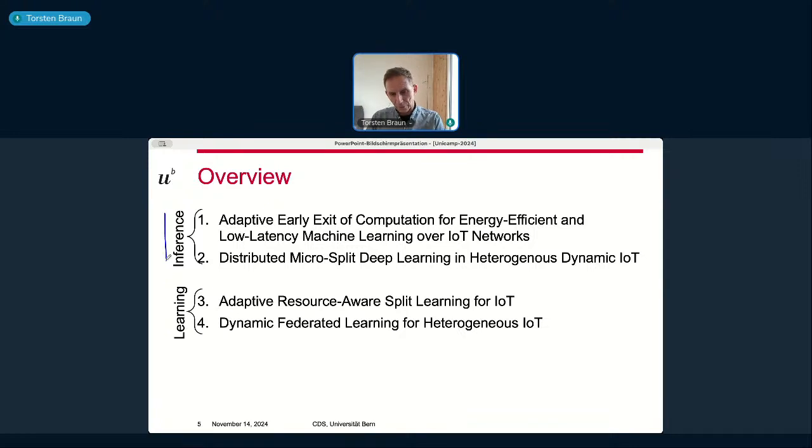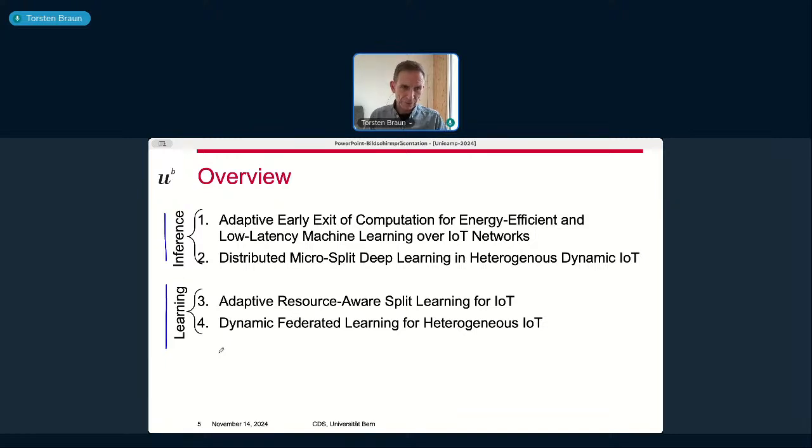And of course, this is then not optimal, since in that case we also have to transfer all the data to the server. And therefore, the second set of papers, the other two papers, consider also running at least part of the training on the IoT device, and only a part of the training is then performed on the server. So basically, what I want to do is go through these four papers.